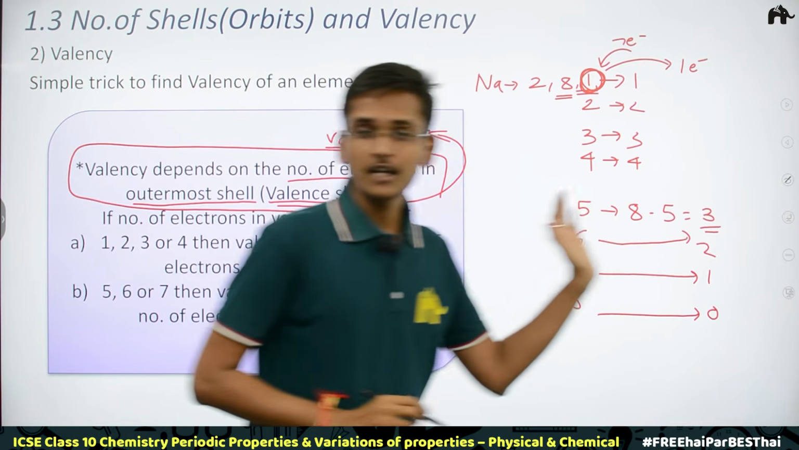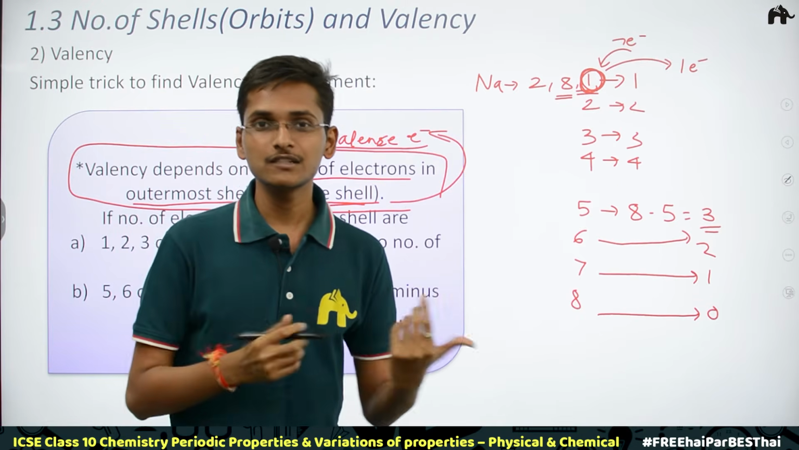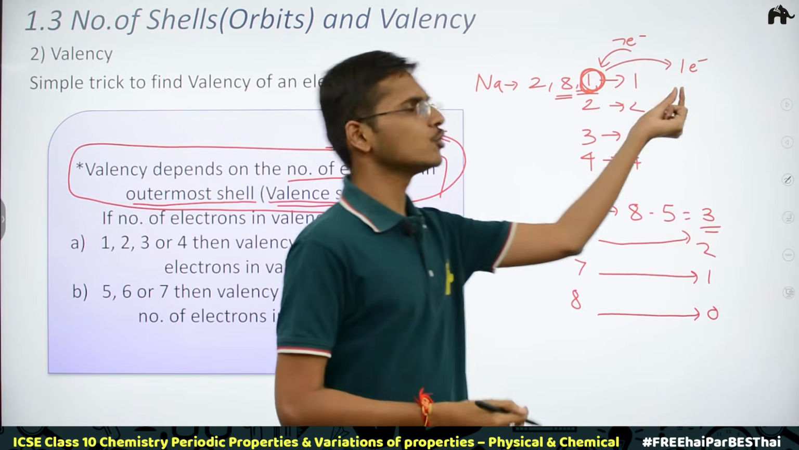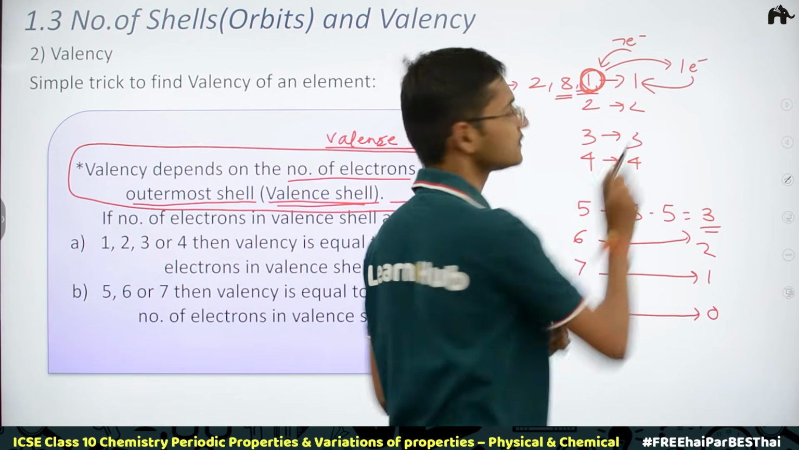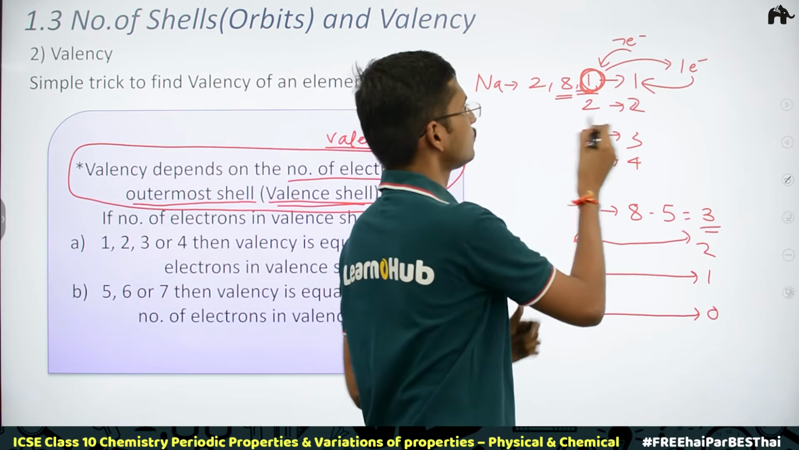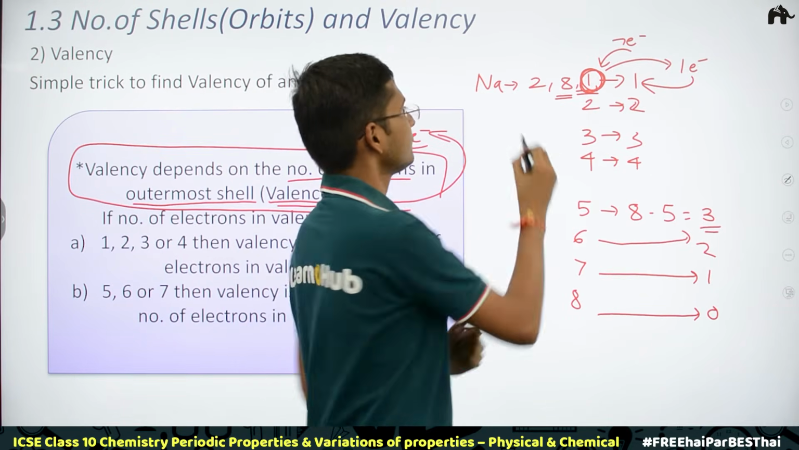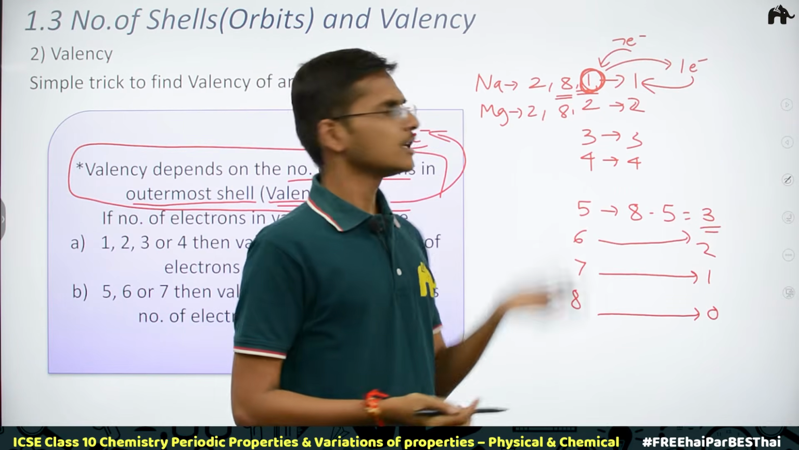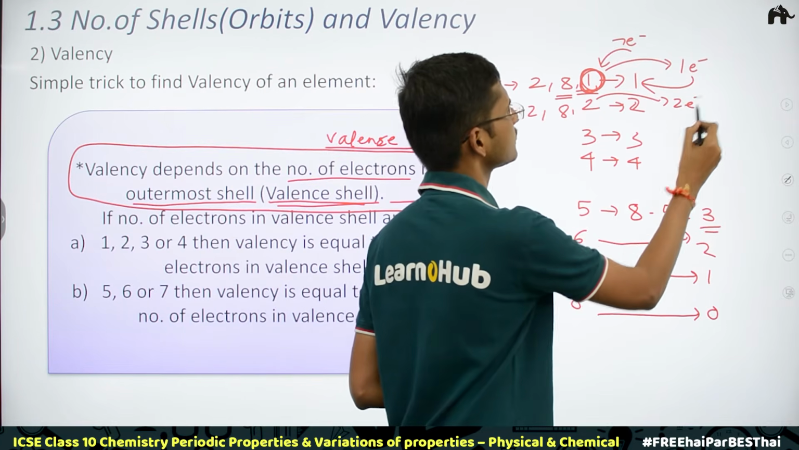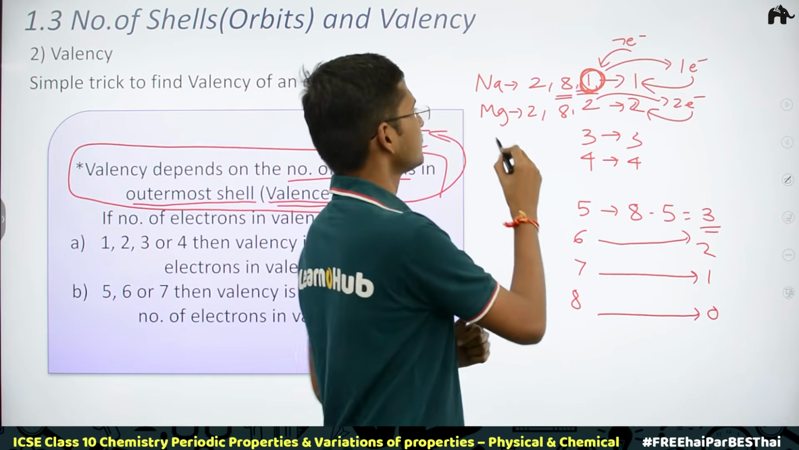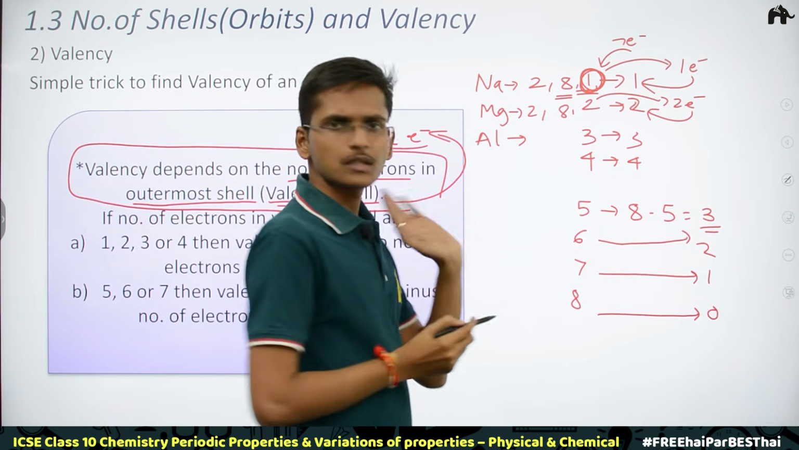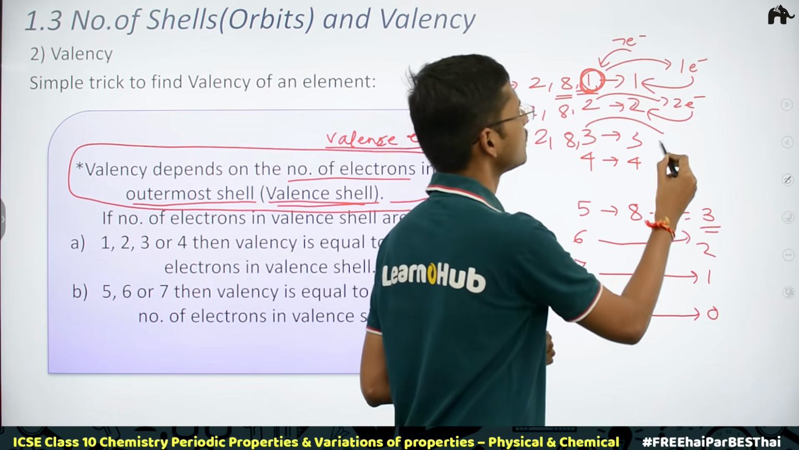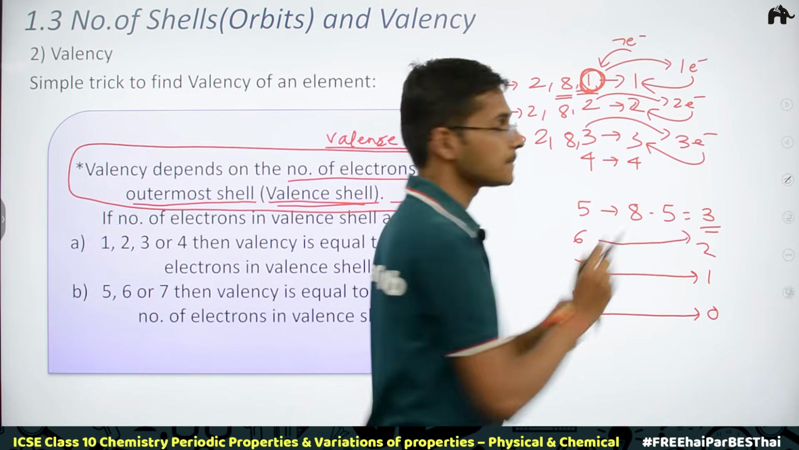And remember what we have learned about what valency is. Valency is equal to the number of electrons an atom donates, right? So here it donates 1 electron, therefore valency is 1. Similarly, in the case of 2 electrons in the valence shell, for example magnesium, 2, 8, 2, it also feels the same way, therefore it donates 2 electrons, and valency is 2. And in the case of 3 electrons in the valence shell, for example aluminium, 2, 8, 3, it also donates 3 electrons, therefore valency is 3.